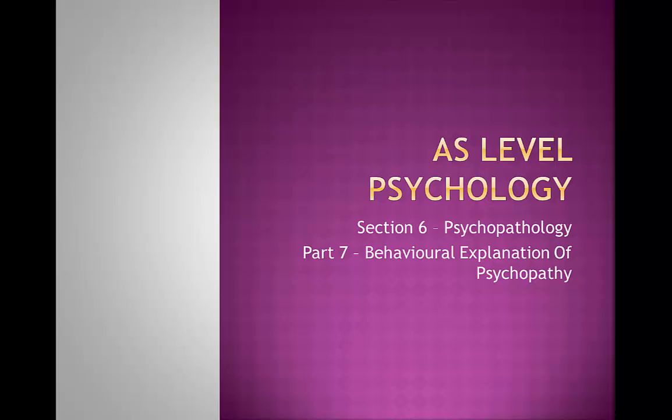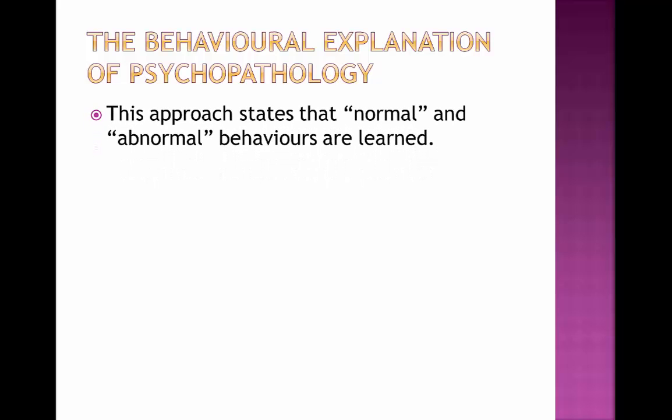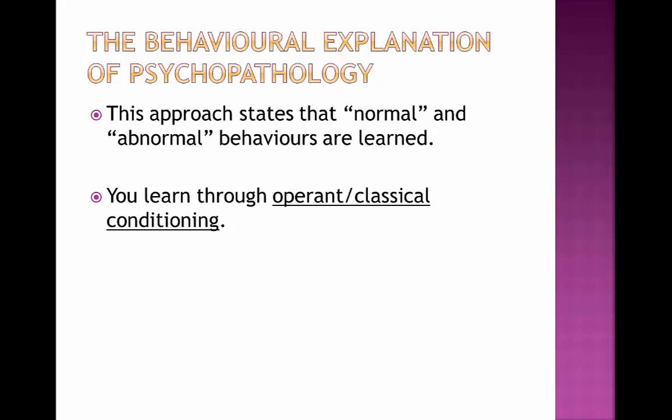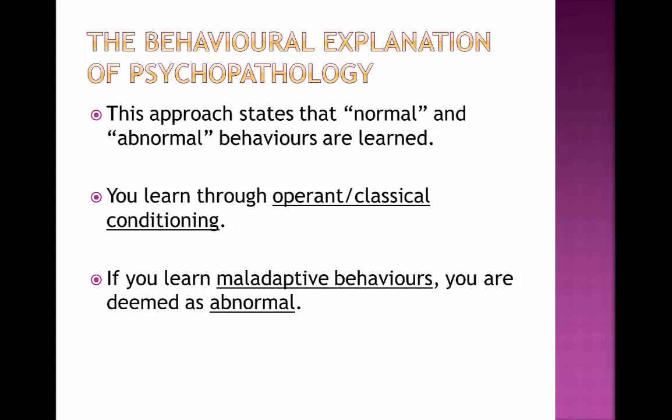Today we're going to be looking at the behavioural explanation of psychopathology. This approach states that normal and abnormal behaviours can be learned, and it's behaviour which we pick up from our surroundings. We learn these through operant or classical conditioning. If you learn maladaptive behaviours via operant or classical conditioning, you are deemed to be abnormal.